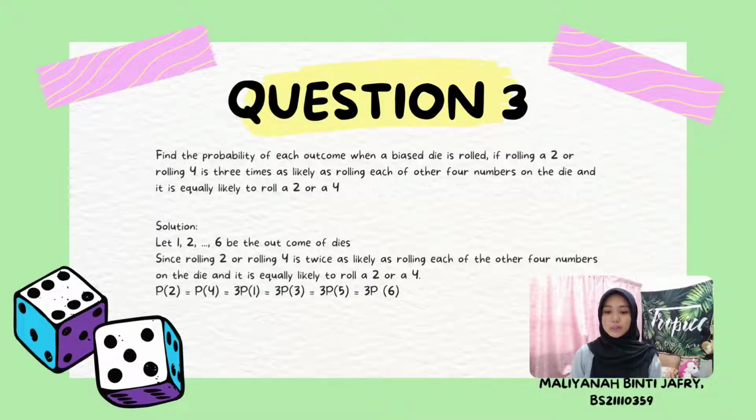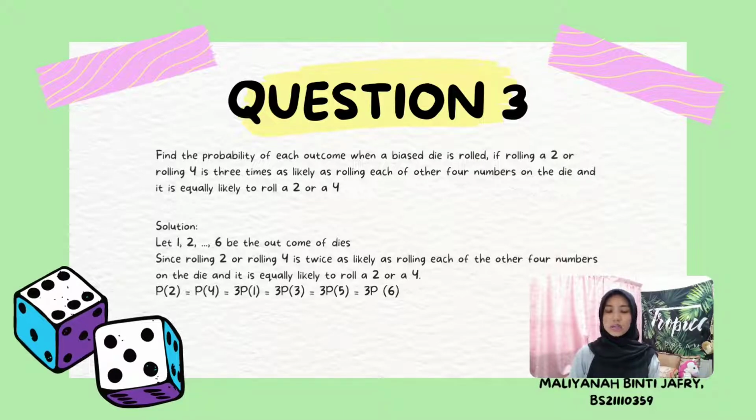So the question is: find the probability of each outcome when a biased die is rolled, if rolling a 2 or rolling a 4 is 3 times as likely as rolling each of the other 4 numbers on the die, and it is equally likely to roll a 2 or a 4.